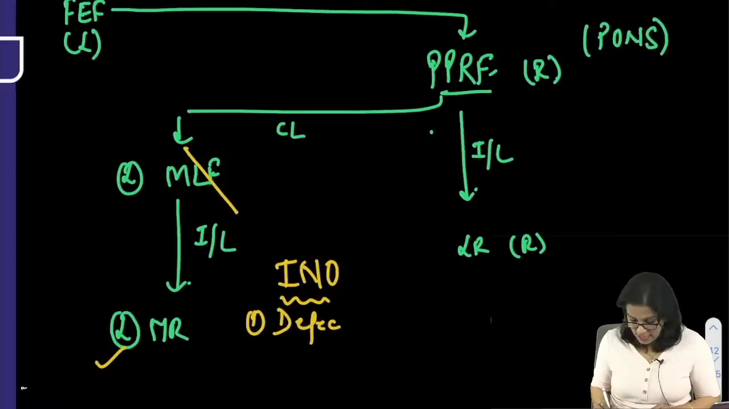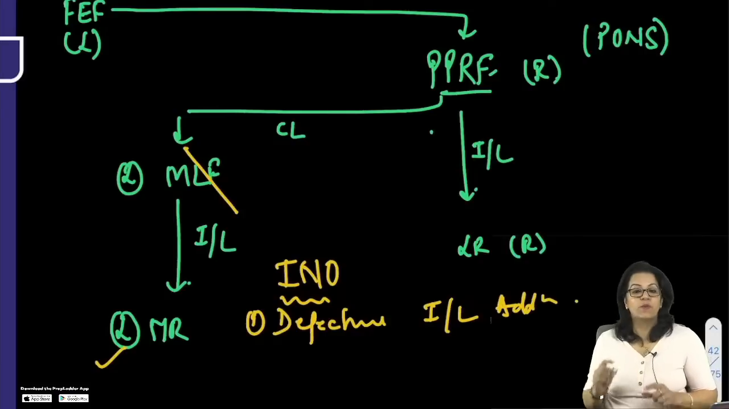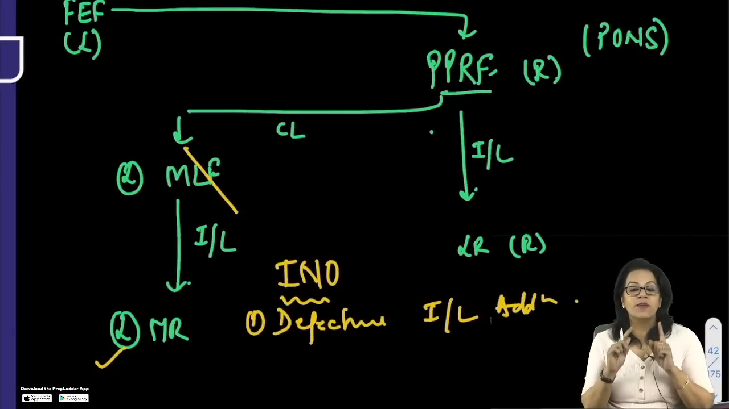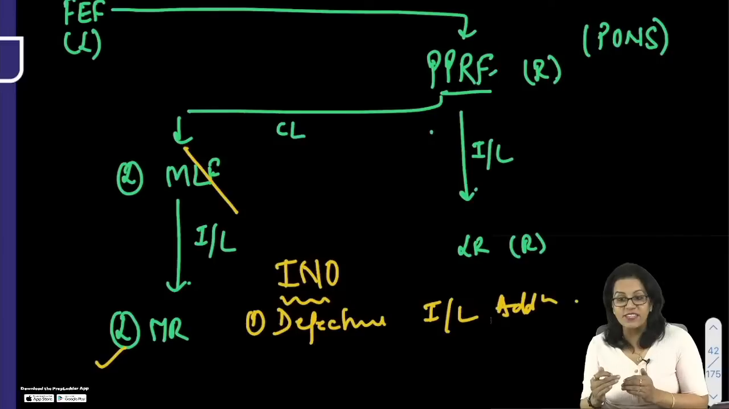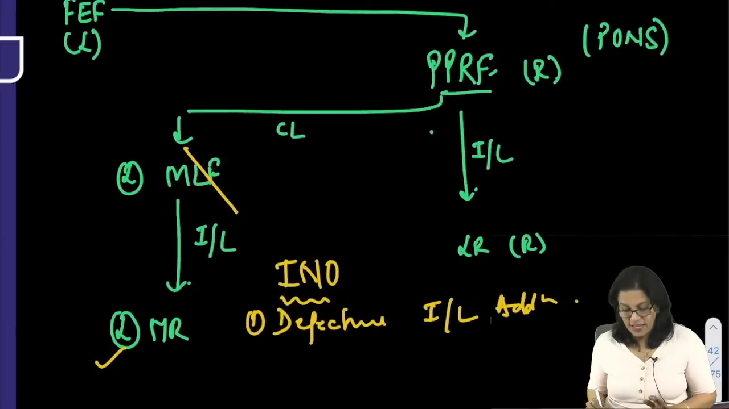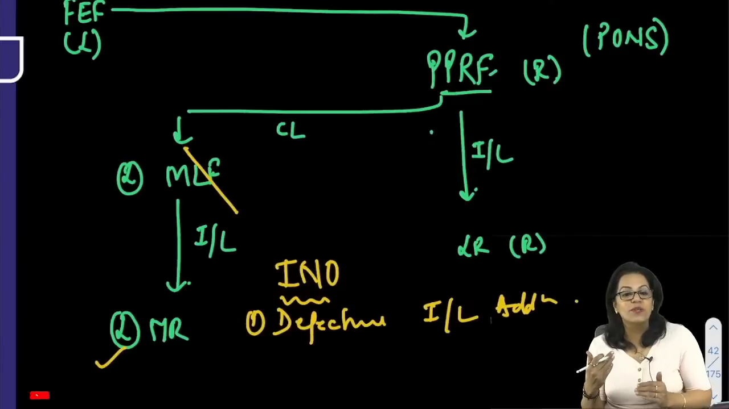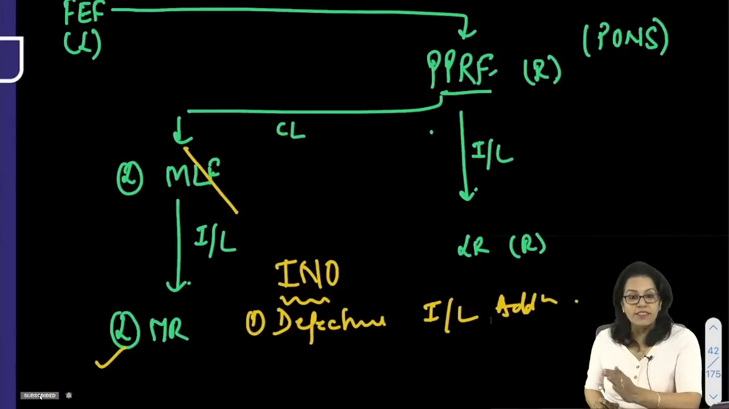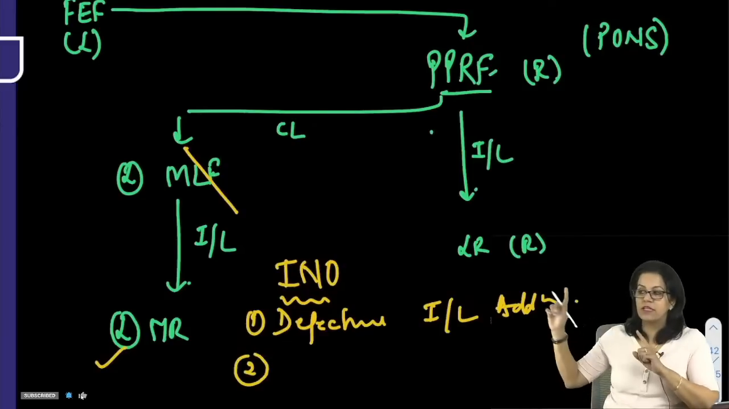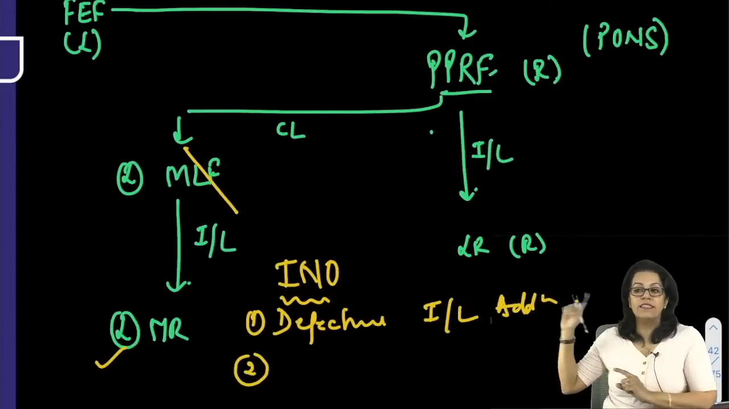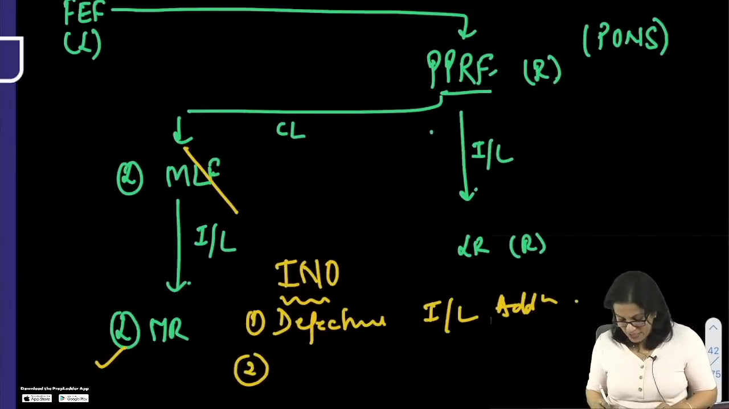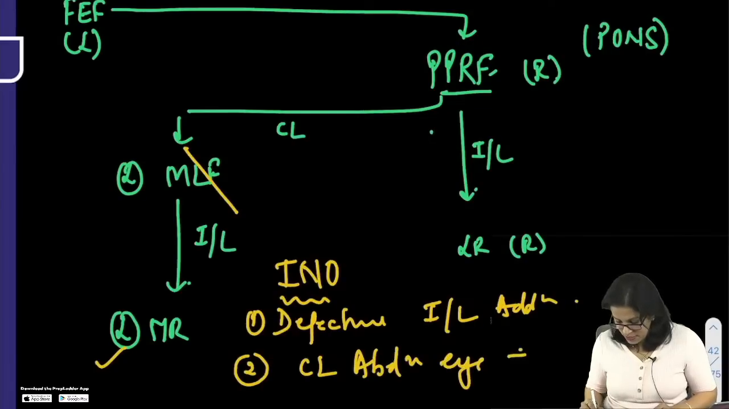Defective ipsilateral adduction, correct, understood? Many of you ask me this: ipsilateral and contralateral is always in relation to the lesion. So defective ipsilateral adduction: the side where the MLF is gone, there the adduction is going to be defective. And on the other side, everything is fine. If I am looking this side, the eye will abduct, but it shows nystagmus. So you will say contralateral abducting eye shows ataxic nystagmus.